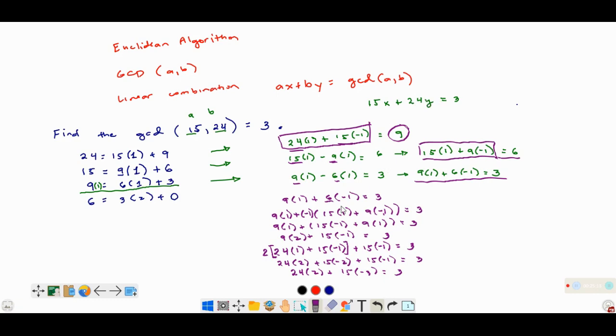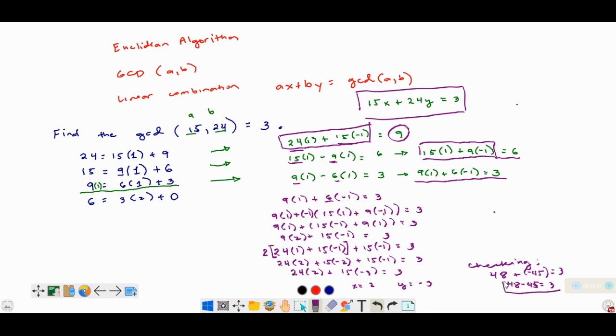So, our value for x and y are, x is 2, y is negative 3. That will give us the solution 15x plus 24y is equal to 3. So, let's check. Ano ang 24 times 2? Eh di yan ay 48. Plus 15 times negative 3, we have negative 45. Tapos ito ay equal talaga sa 3. 48 minus 45 is equal to 3.